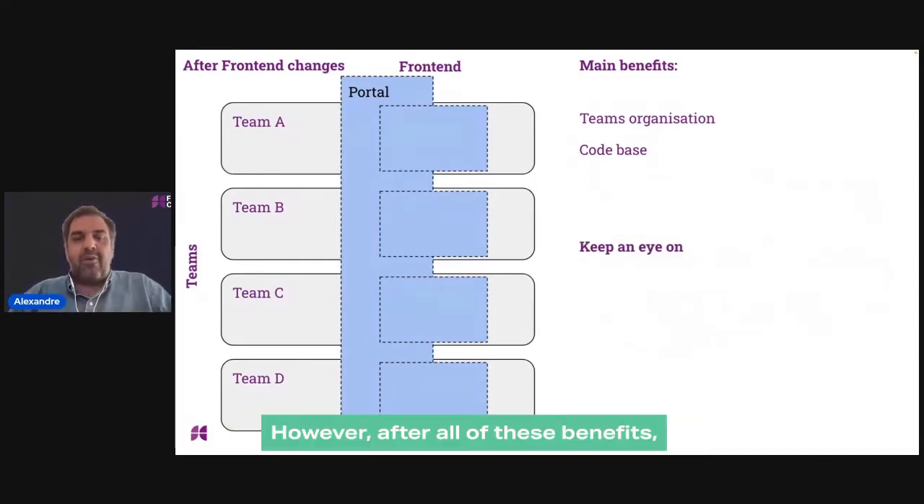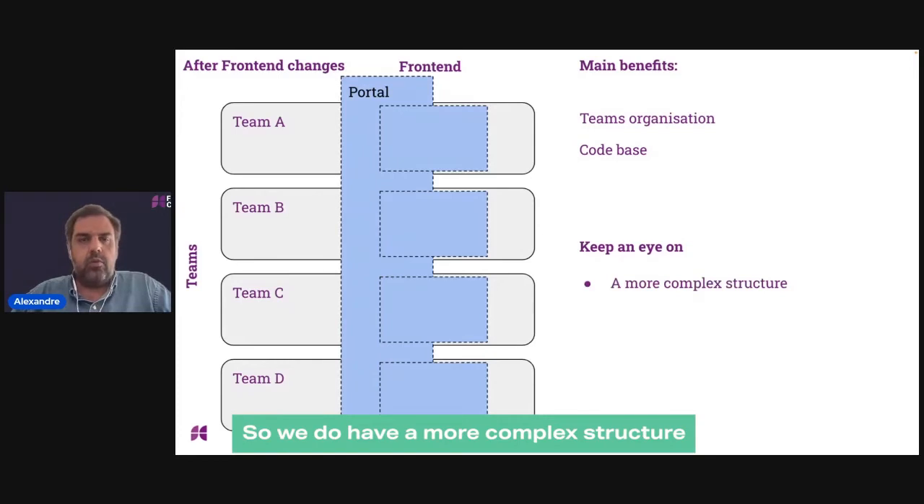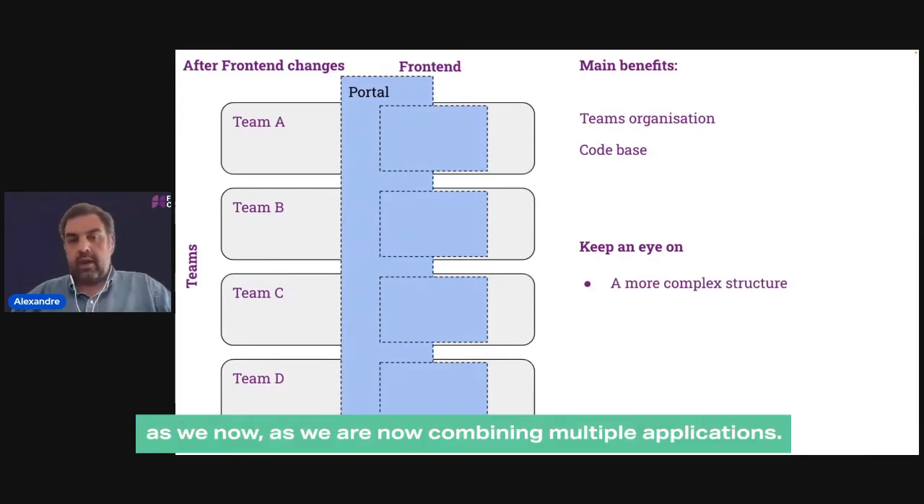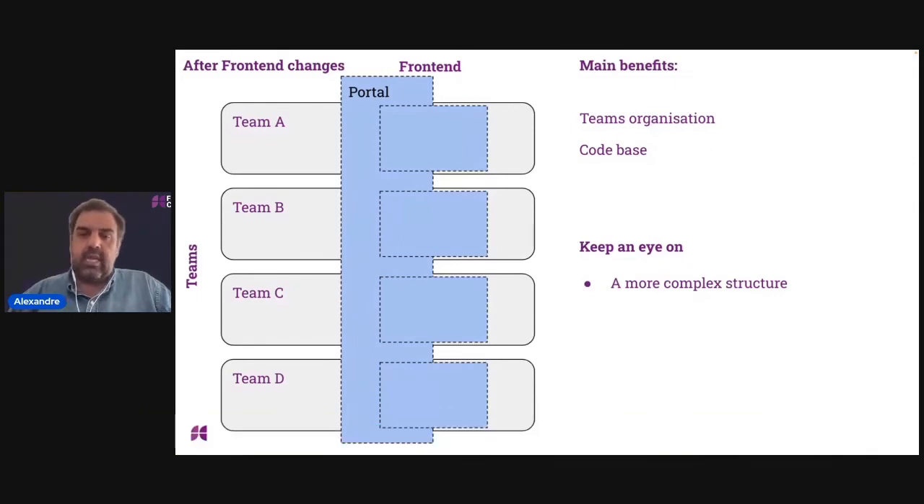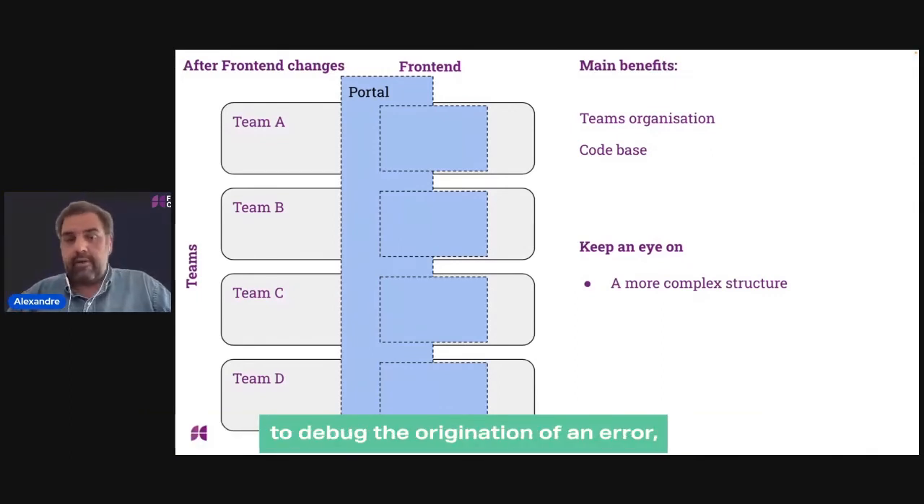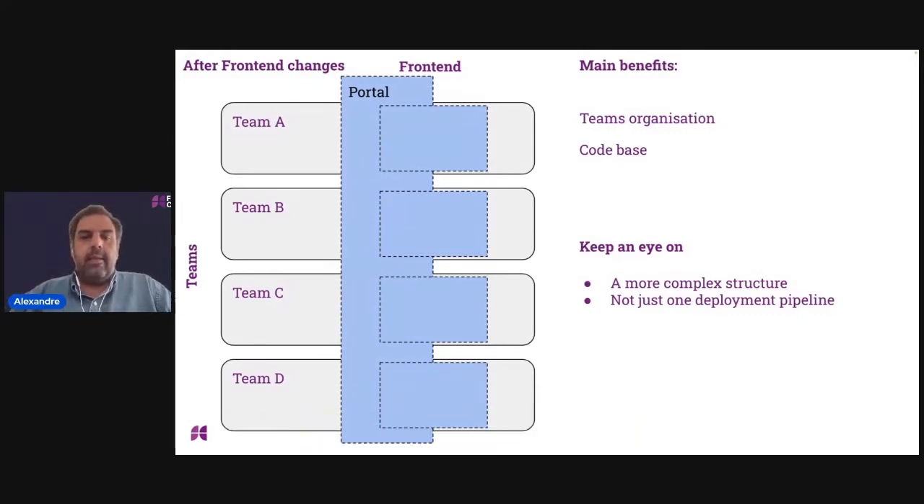However, after all these benefits, there are a few issues that we will need to keep an eye on. So we do have a more complex structure, as we are now combining multiple applications, it may take a little bit more effort to debug the origination of an error. Not just one deployment pipeline. Each micro frontend has its own deployment pipeline, which creates more overhead maintaining them.